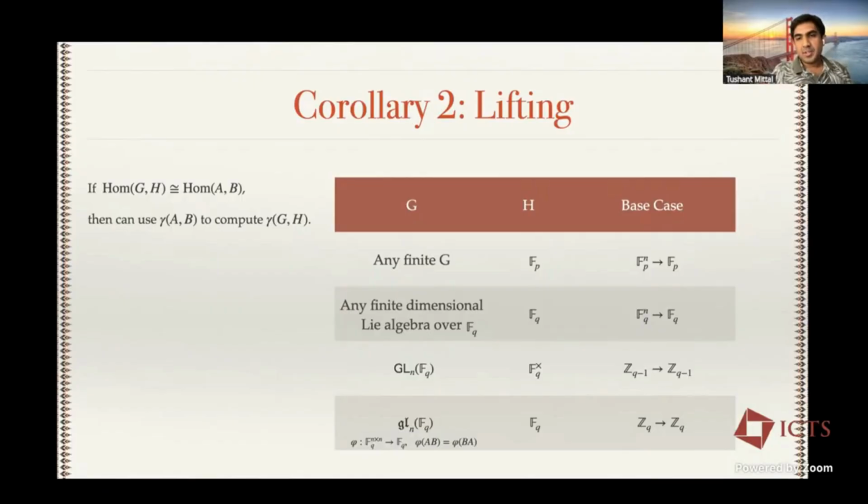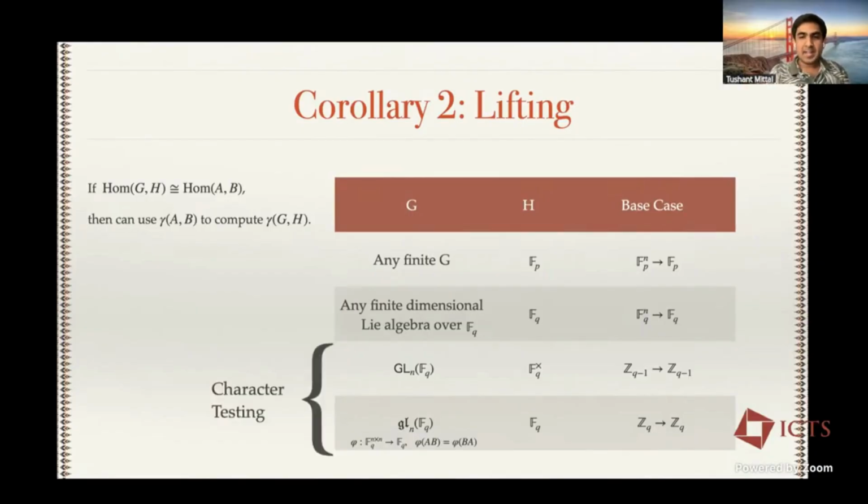So for example, if you have a map from any group to F_p, the map factors through its abelianization. And then after a couple of isomorphisms, you just reduce to the case of Z_p to the n to Z_p, or F_p to the m to F_p. So you can also handle this by this approach.